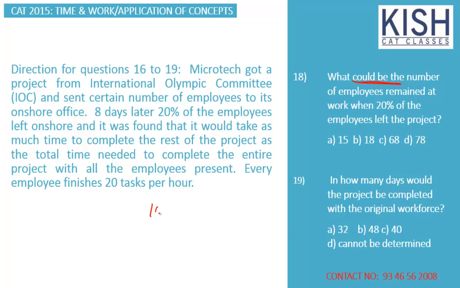We know that 100% is n. We want to know what could be 80%, that is 0.8 n. Now 0.8 n must be an integer. If n is an integer, 0.8 n must be an integer. Now check. If 0.8 n is 15, then n cannot be an integer. If 0.8 n is 18, n cannot be an integer. If 0.8 n is 68, check whether n is an integer.